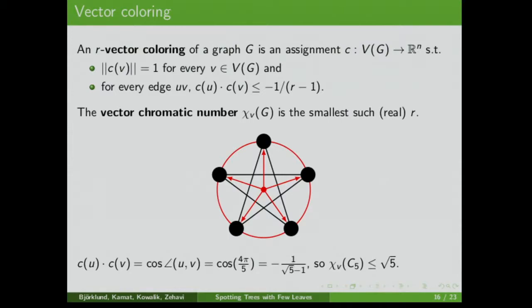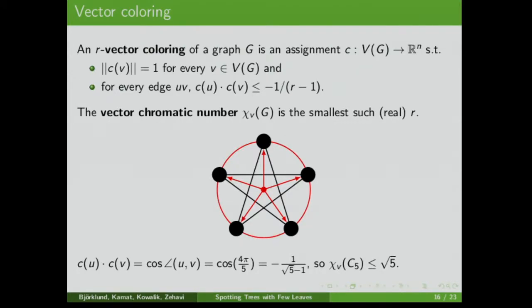And we think this is also nice, because this is a use of a tool which was used before in approximation, and now suddenly it buys us something in FPT algorithms. So what is vector coloring? Here is vector coloring. Now you assign unit vectors to vertices, and you want for every edge the dot product of the assigned vectors to be small, to be bounded by something like this.